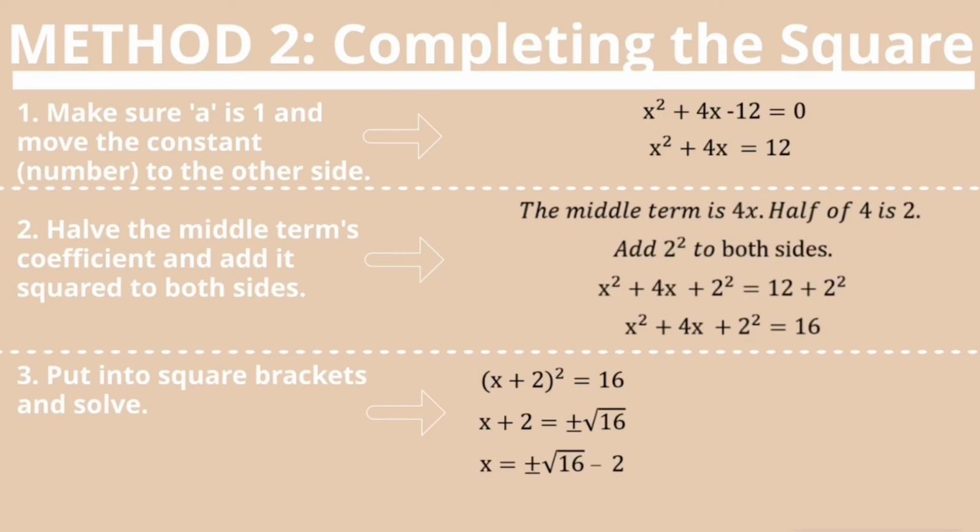Move 2 to the other side. Now we have plus minus square root 16 minus 2. The square root of 16 is 4. The two equations are x equals positive 4 minus 2 and negative 4 minus 2. This means x equals 2 and negative 6.